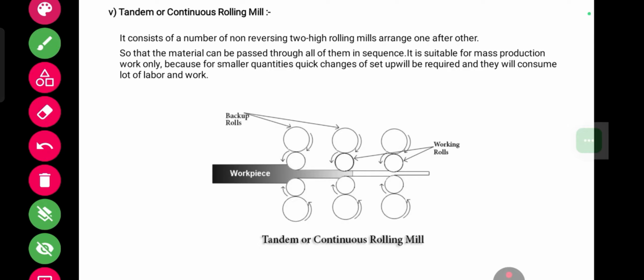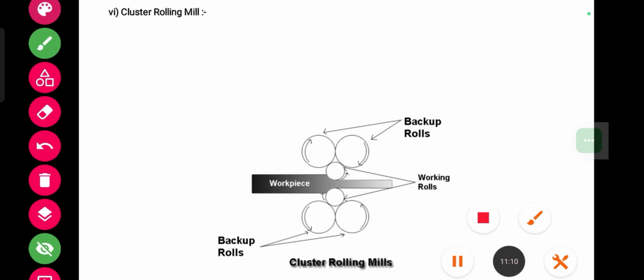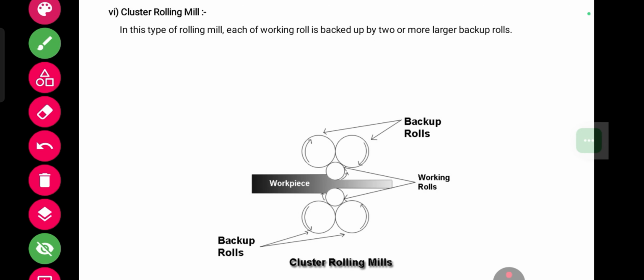As you can see in the diagram, there are three sets of rollers. This one, and this one. Now the next rolling mill is cluster rolling mill. In this type of rolling mill, each working roll is backed up by two or more larger backup rolls. The rolls are arranged as shown in the figure here.